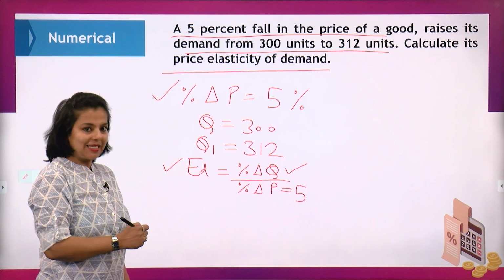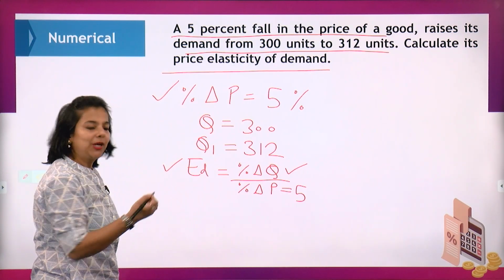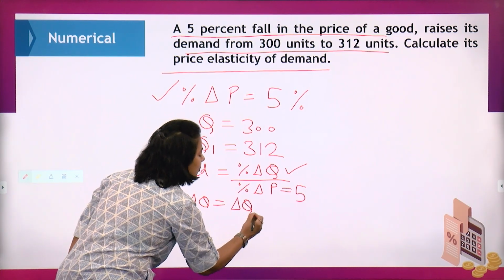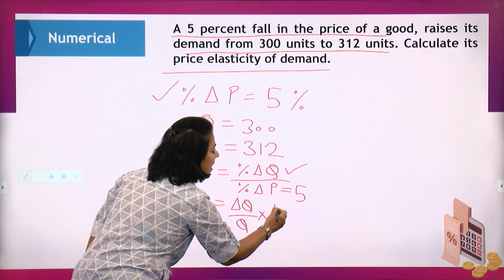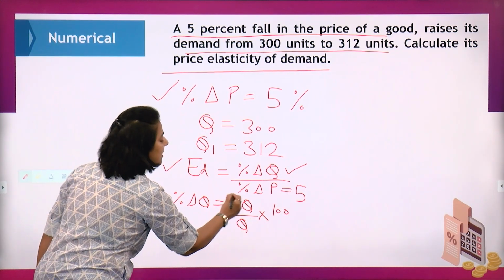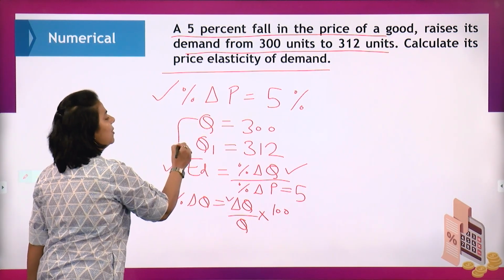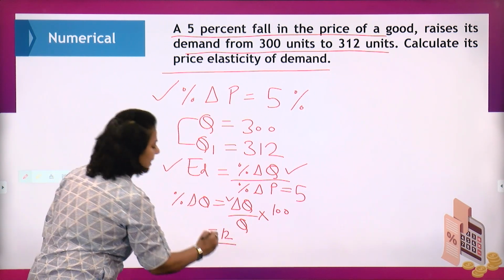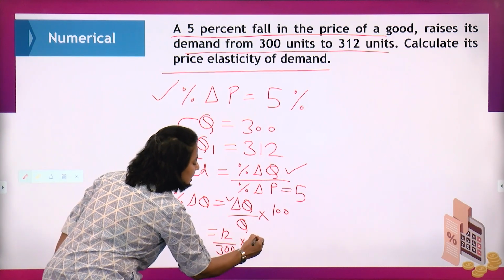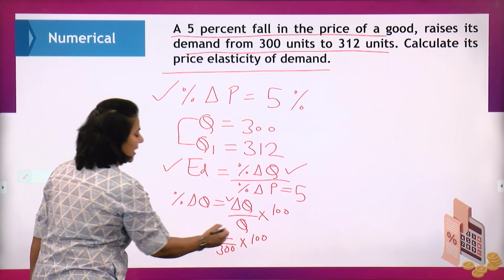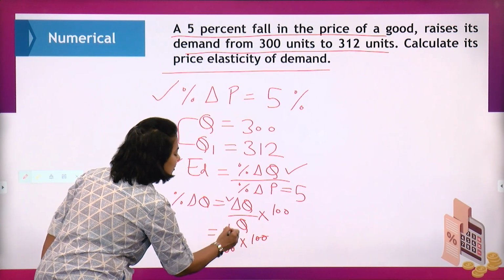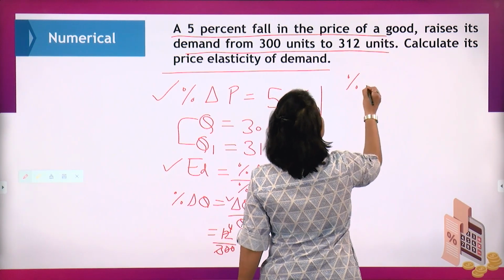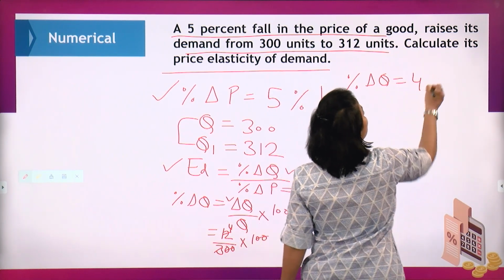अब इस value को हम कैसे calculate करेंगे? By using its formula. Percentage change in Q is equals to change in Q divided by Q times 100. Change in Q is the difference between new quantity and original quantity, which is 12, and original quantity is 300 times 100. Now we will solve it and we will get the value as 4%. So, percentage change in Q is 4%.